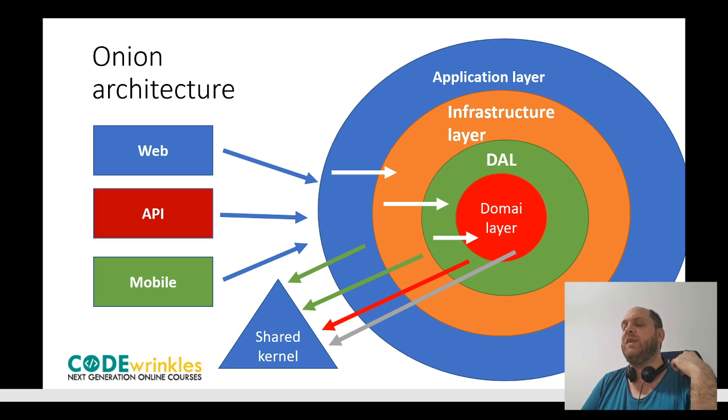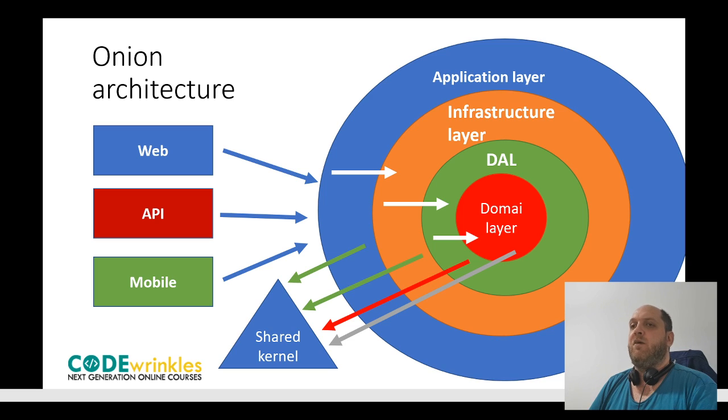And then we have the application layer that could be, I would say, a consolidated application layer that can be used by different front ends. And if you look here on the left, I have web, APIs, and mobile. This would be the presentation layer.